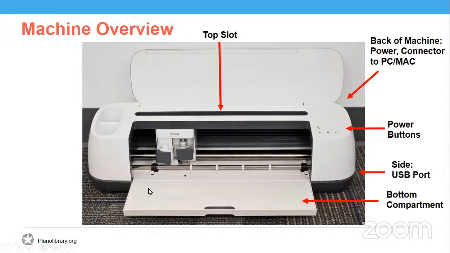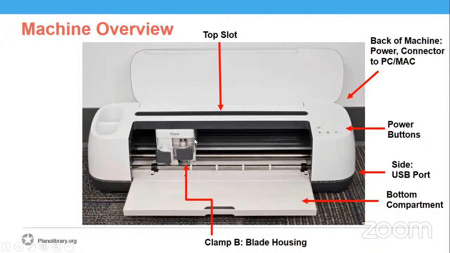Then here on the bottom, the front piece of the machine that folds down has a bottom compartment, and this is where you can store extra blades, tools, and it has the added benefit of being hidden. It also includes some magnetic strips so that blades never get lost, which is really nice.